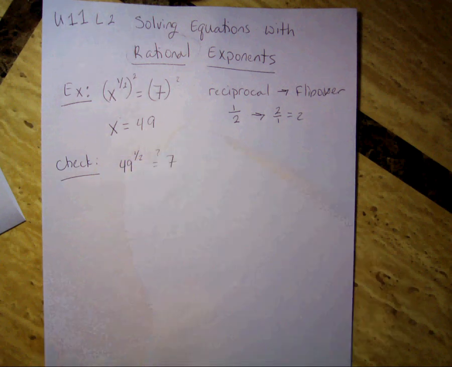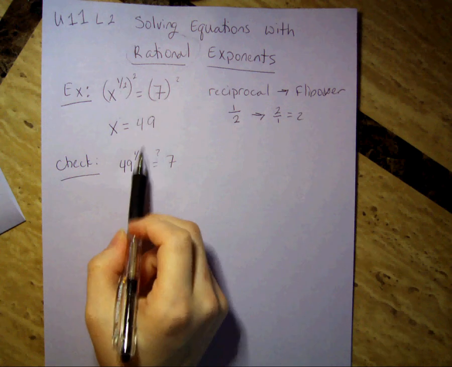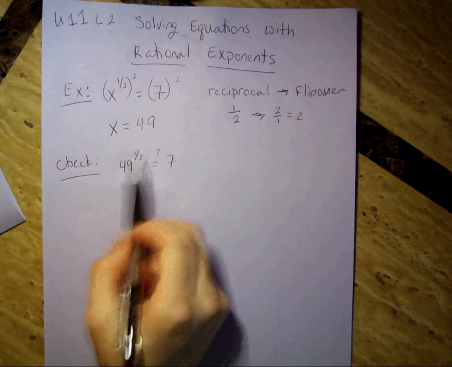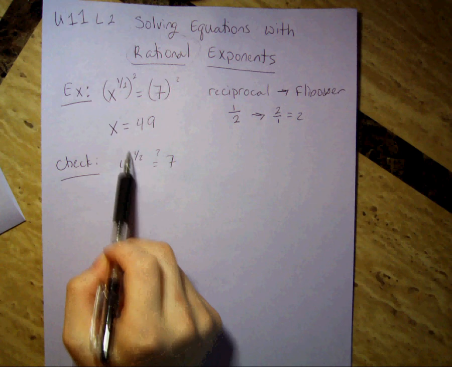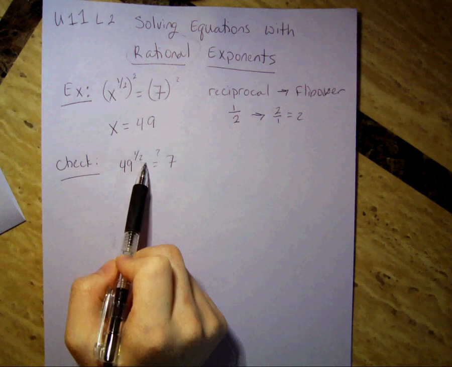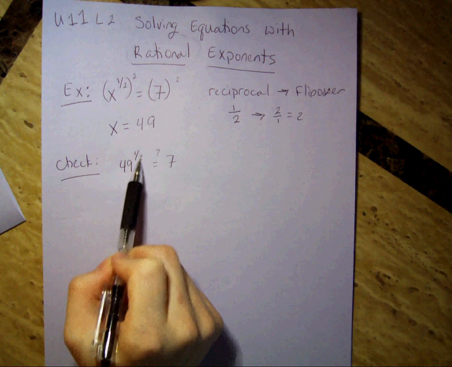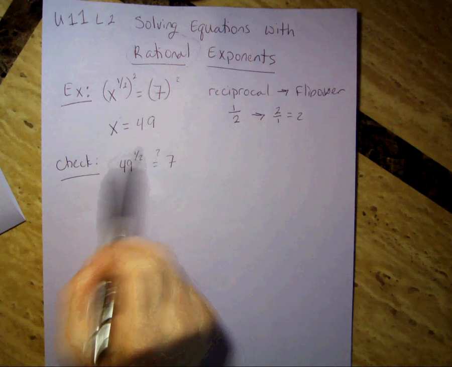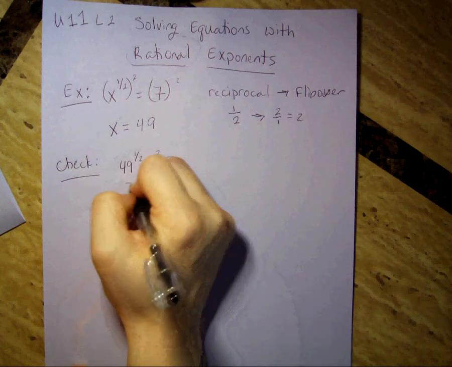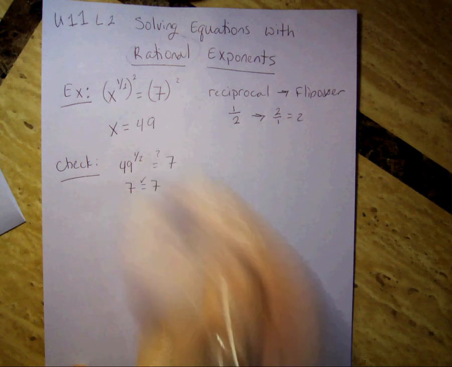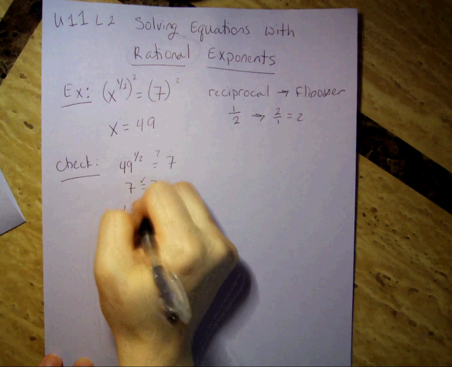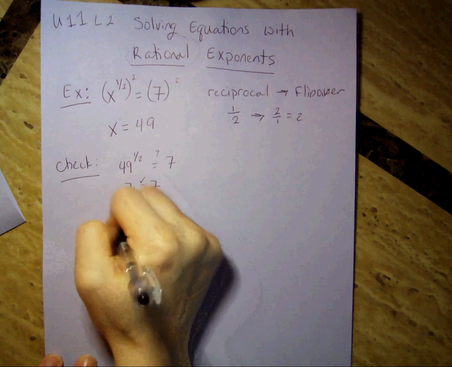We don't know for sure. If you remember from the last video, the 1/2, what does that mean? It's to the first power with the second root, so the square root, and the square root of 49, that is definitely 7, so 7 equals 7. So since we get a true statement, x equals 49 is our solution.